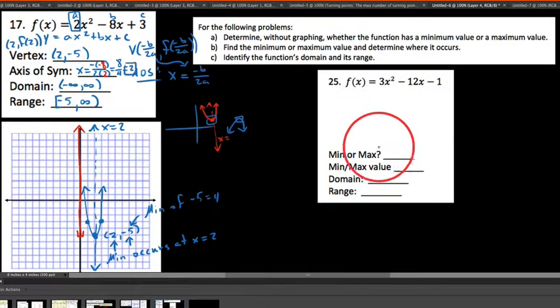We say, well, first of all, does it have a min or a max? Looking at the a value here, would this open up or down? And because our a value is positive, okay, a is positive, then we would say it opens up. And because it opens up, this must have a lowest point, or in other words, a min. Okay, so it has a min, it does not have a max.